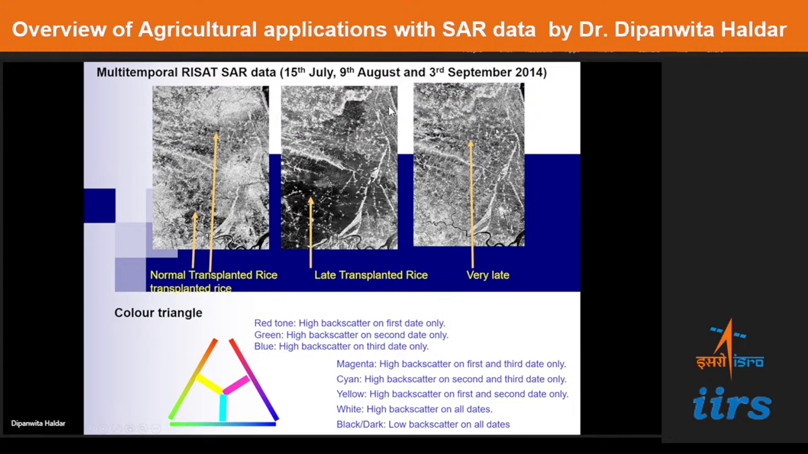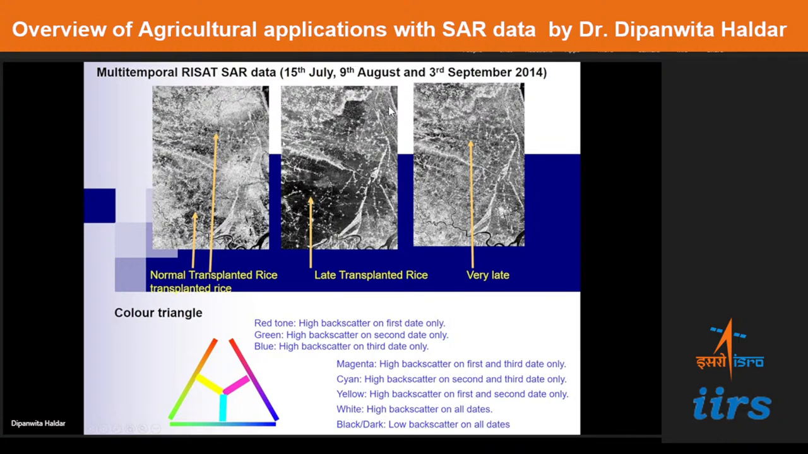In the third date, what is happening? Only a few patches, a very small area, are getting transplanted. Otherwise, the entire image has become bright. How? Because these fields which were transplanted during the month of August, now the rice crop has grown. And due to growth of the crop, the backscatter has increased. So this bright response is due to multiple scattering, volume scattering, which have been explained.